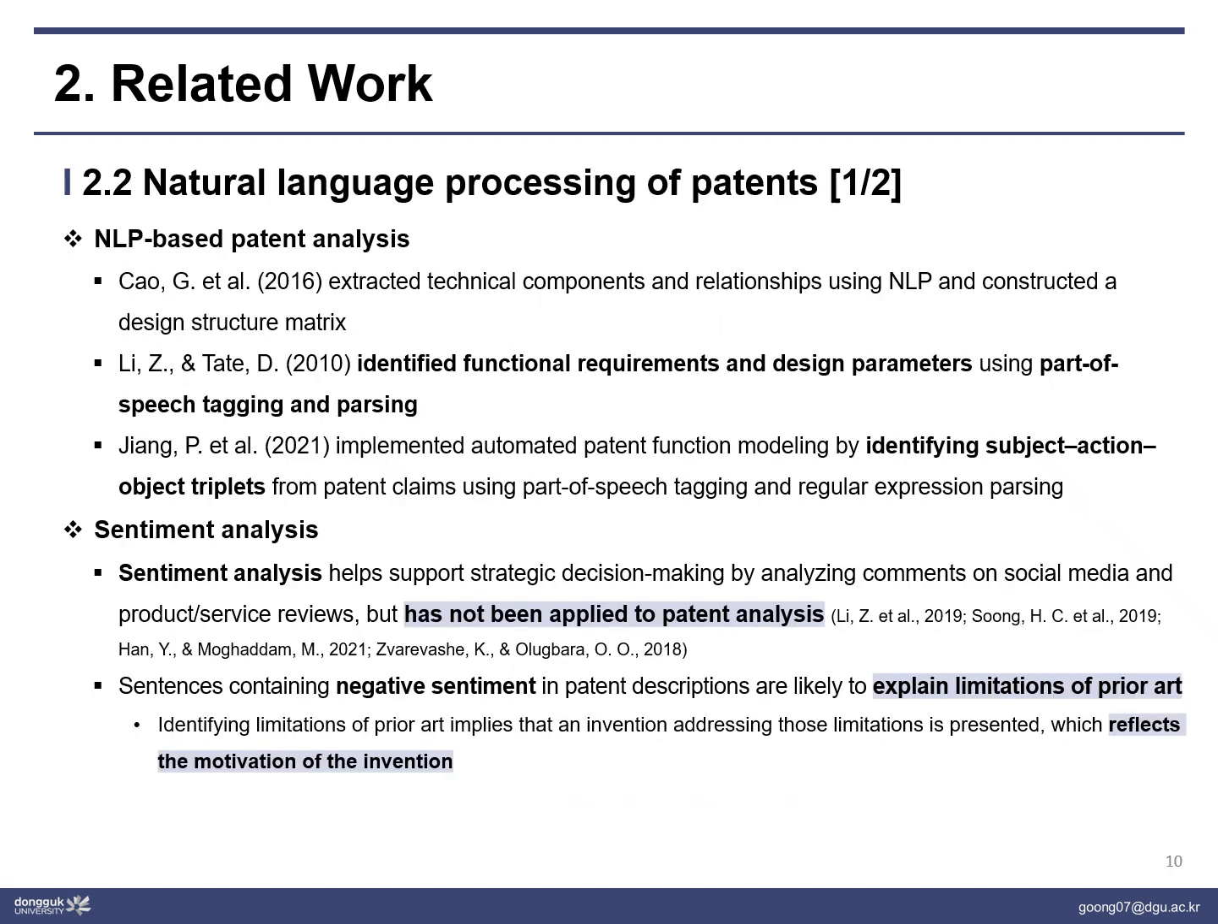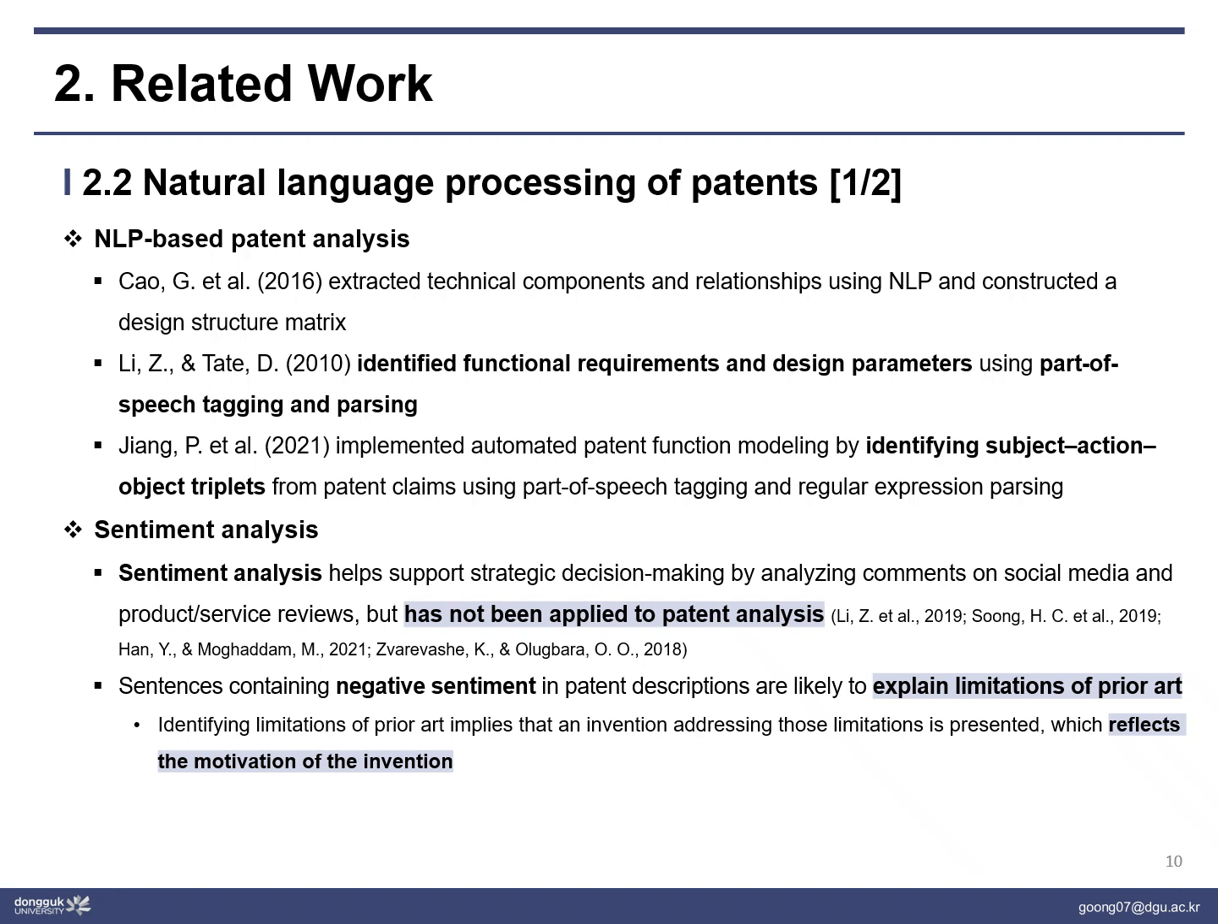There are also patent analysis studies based on natural language processing. They extract technical components and relationships or use part of speech tagging and parsing to identify functional requirements and design parameters. There are also patent function modeling studies that identify subject, action, object.